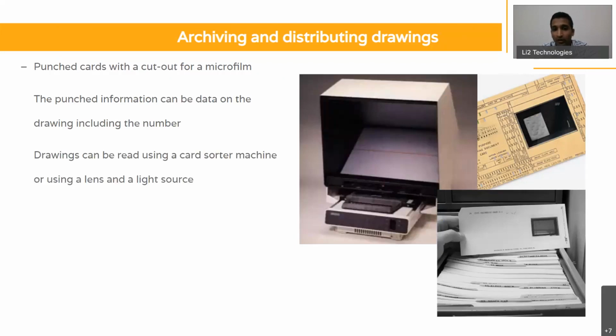So you could either view the drawing in a card sorter machine, or you could use a magnifying lens and a light source. You could then view the drawing as well. So the drawing slowly progressed from storing it in paper to storing it in microfilms. This was primarily for storage. This was primarily to replicate. This was primarily to make sure that it can be given to people much easier. As I said, these are called aperture cards.